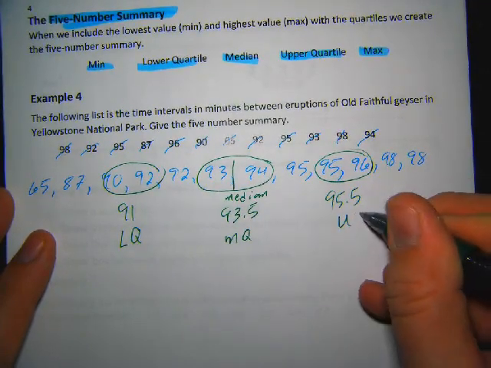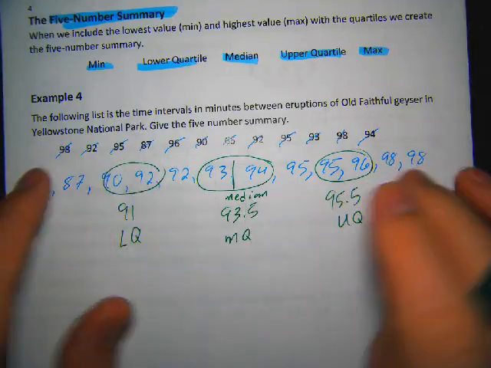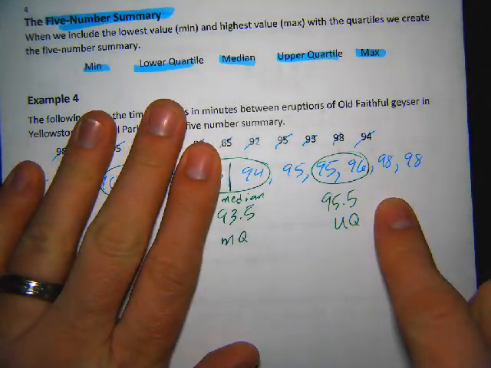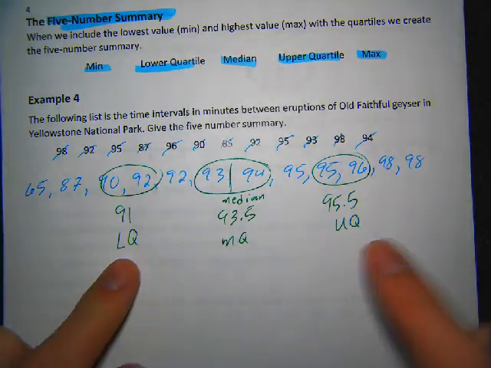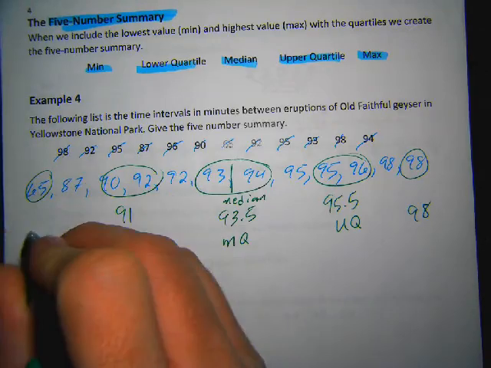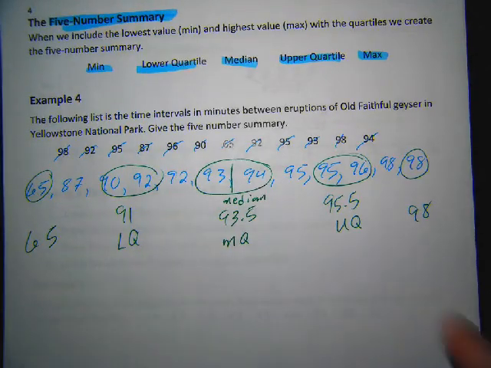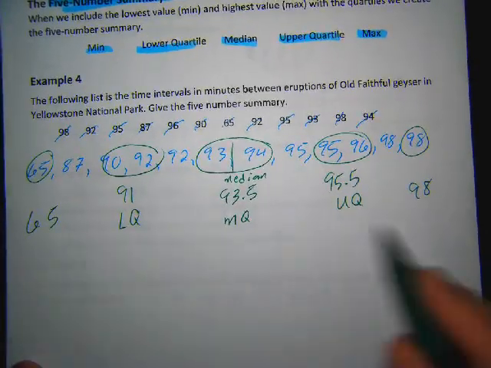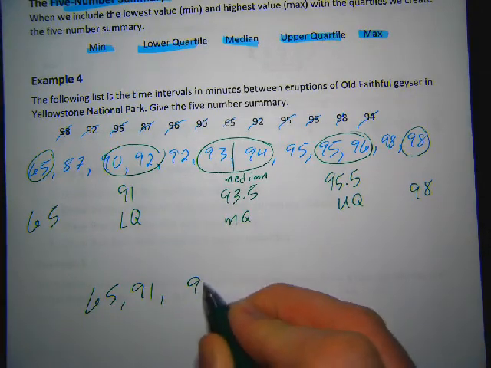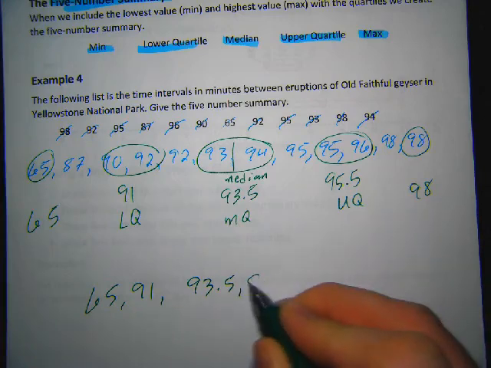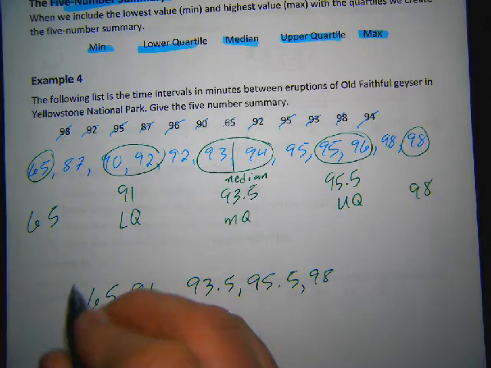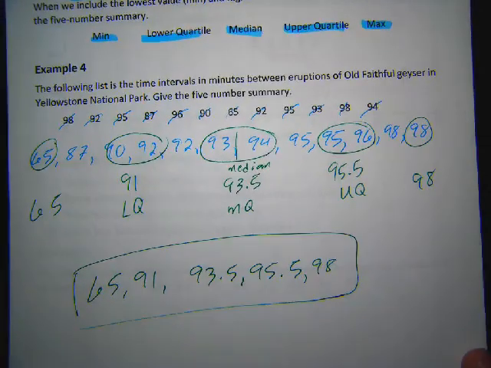That's the upper quartile. It's just finding the median of the middle, and then the median of the bottom half and the median of the top half. That's what we're doing. These are our quartiles, but we also need the max, which is 98, and the min, which is 65. And this is a 5-number summary. So the 5-number summary in this case would be 65, 91, 93.5, 95.5, and 98. It's all about medians and the max and the min.